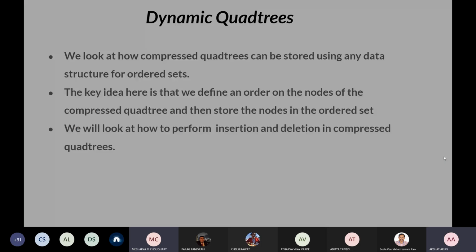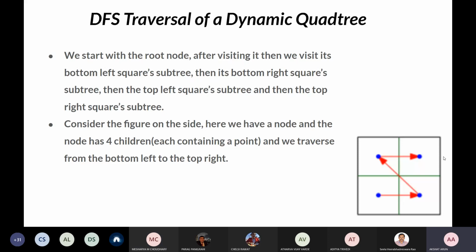DFS traversal of a dynamic quad tree. We start with the root node, and after visiting it, we visit its bottom left square subtree, then its bottom right square subtree, then top left, and then top right square subtree. Consider the figure on the side. Here we have a node, and the node has 4 children, each containing a point, and we traverse from the bottom left to the top right.